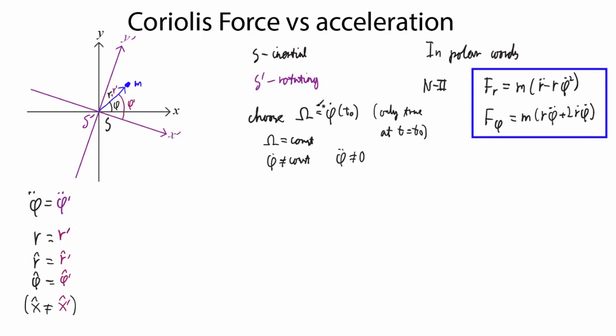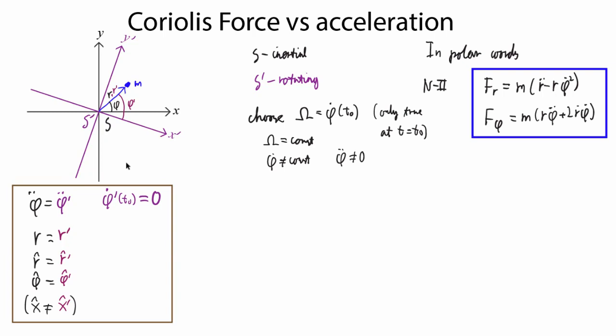Oh, and also because we picked omega equals phi dot, that means that in the prime coordinate system, in the rotating coordinate system, motion at this particular time, t equals t0, is purely radial. In other words, we have that phi prime dot at t0 equals 0. And that's quite important, and that will simplify things for us. Okay, so I'm going to box these over here. We have those facts ready when we need them, which is going to be very soon.